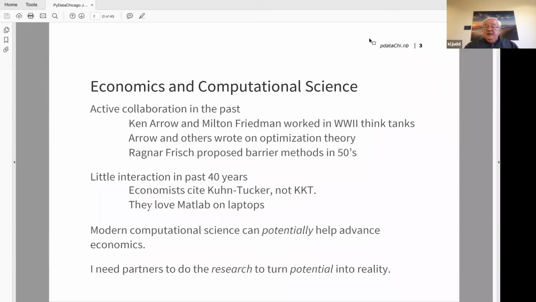The other thing is that they love Matlab on laptops. And of course, that greatly limits what you can do. Now, what I have been working to show is that modern computational science, hardware, software, et cetera, tools can potentially help advance economics. It's a potential. This is not consulting work where we know the answer before we do the work. This is research. And I'm confident, though, that with enough research, we can turn that potential into reality.